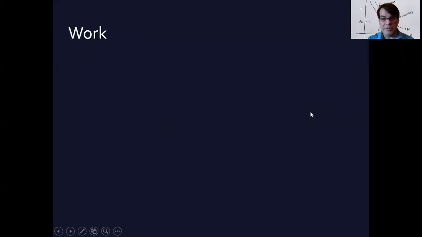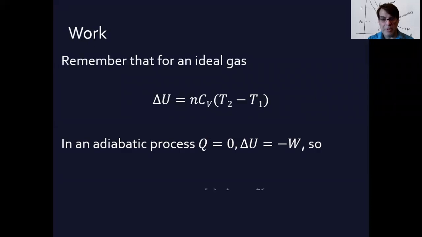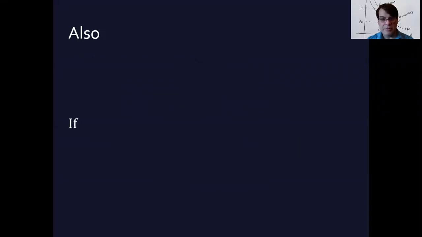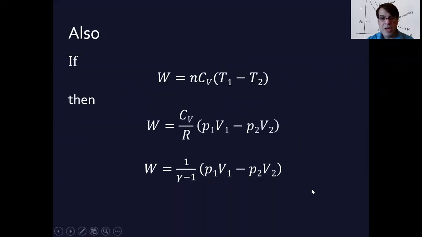And so since it's flipped, since this is CV over R as opposed to R over CV, we just flip it: 1 over gamma minus 1 times this. So anyway, this is just simple algebra and substitution. And so here you have it.